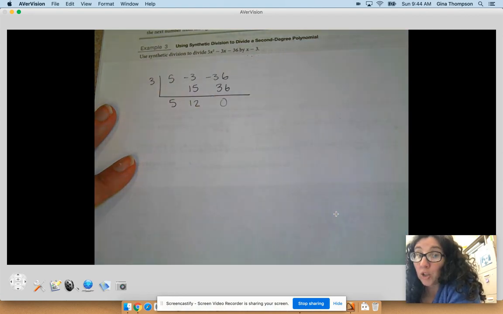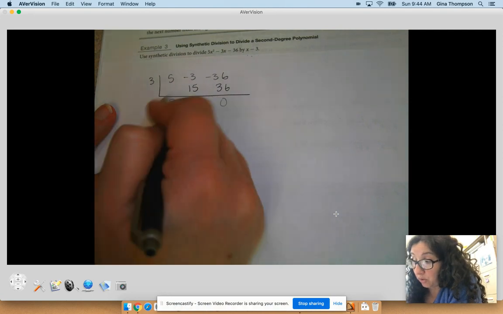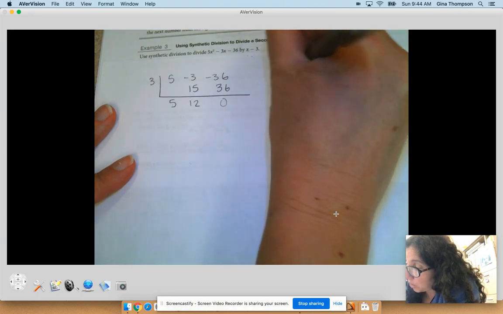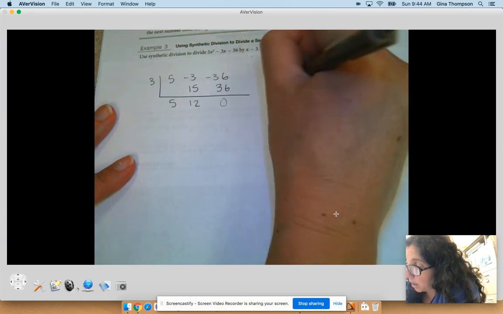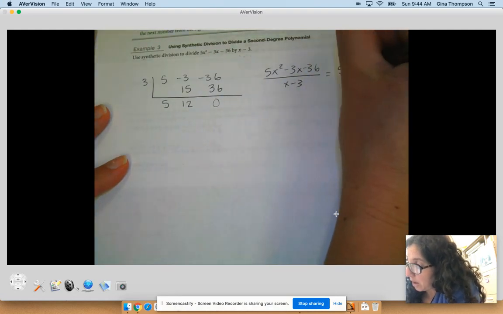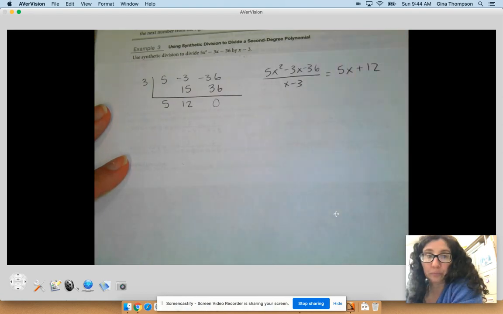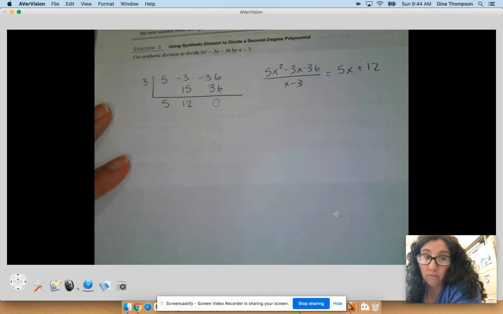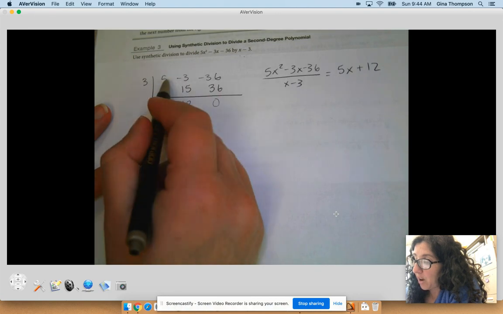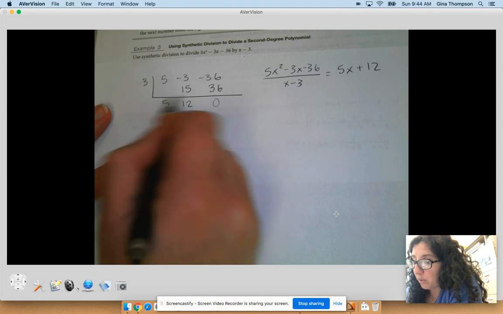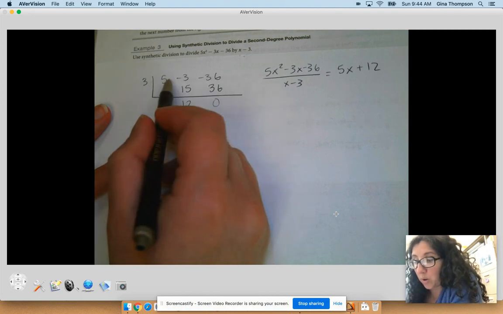Okay? So now we have to interpret this result, right? This means 5x squared minus 3x minus 36 divided by x minus 3 equals 5x plus 12. I could also say these are two factors of this quadratic, right? So this was a 5x squared minus 3x minus 36. So these numbers down here are all going to be 1 degree less. This was an x squared, so this will just be an x.